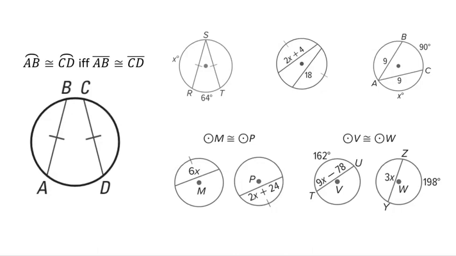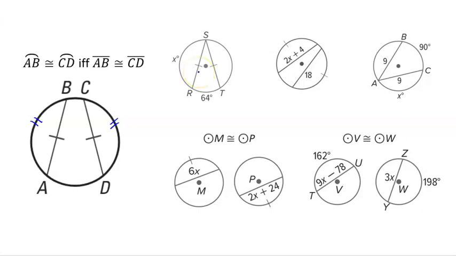So with our first theorem, we have two chords here. And our first theorem says that arc AB will be congruent to arc CD if and only if AB is congruent to CD. So if AB and CD are congruent, then these arcs are also congruent. And then the same thing goes for if the arcs are congruent, then these chords are also going to be congruent. So it goes both ways.